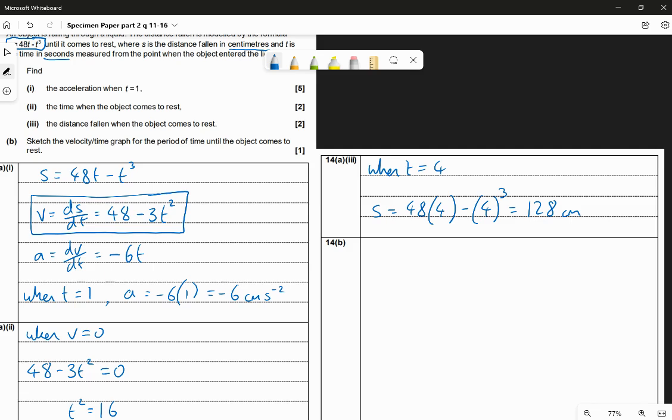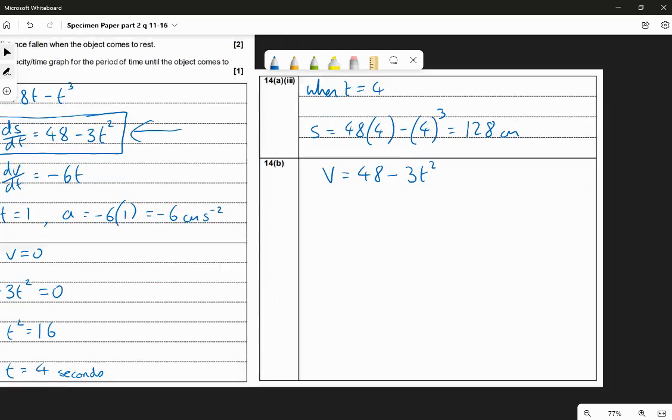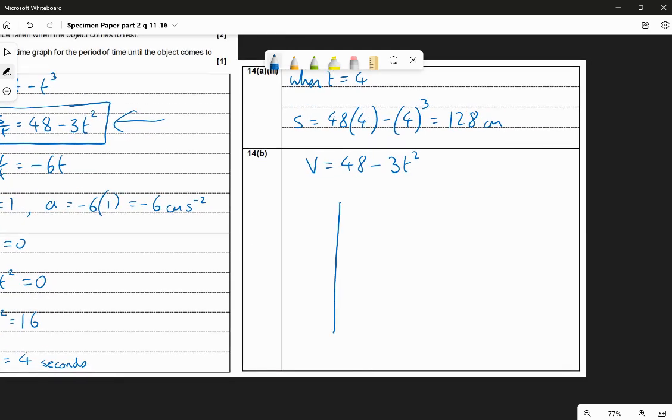Part B, sketch the velocity time graph for the period of time until the object comes to rest. Okay, so I have an equation for the velocity. Here it is. So I want to sketch that v equals 48 minus 3t squared between time 0 and time 4, in effect. Okay, so velocity, time. So 48 minus 3t squared. When t is 0, velocity is 48.